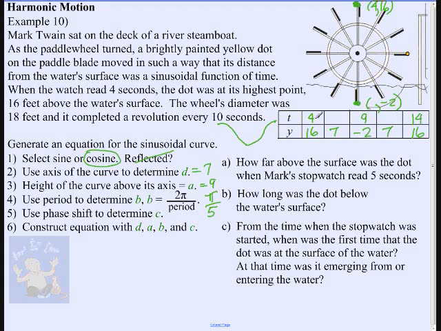Phase shift, yes we do. We have a positive phase shift of 4. So C is equal to 4. So here's our equation. Y equals a positive 7 plus, we've got an amplitude of 9. We're using cosine with a frequency of pi over 5. And we've got t minus a positive 4.